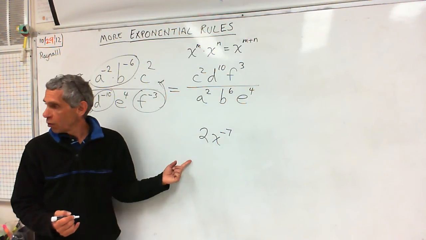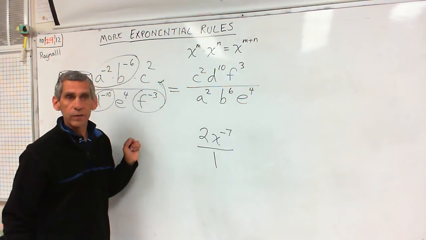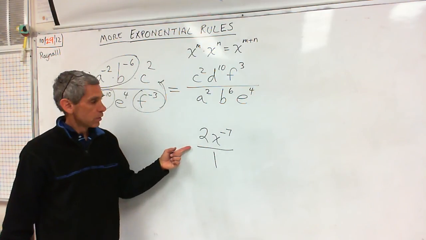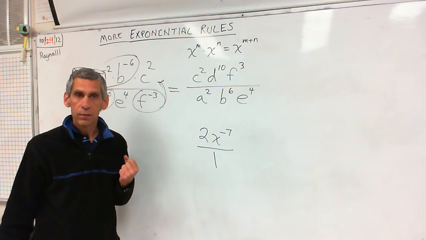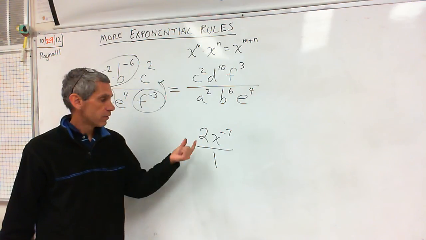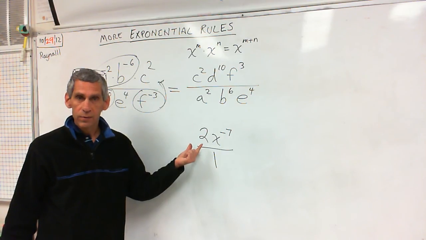I'm going to put that over 1. I find it really helpful to put anything over 1 when I'm dealing with negative exponents. What does the negative 7 exponent affect? X. It doesn't affect the 2? Does it affect the 2? Yes or no? Pretty sure it just affects the X.